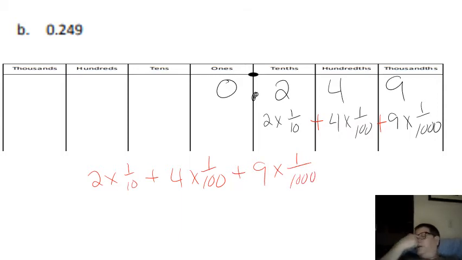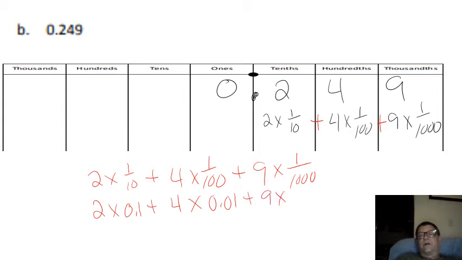Now, if you notice that these are expressed in fractional form, the other type of expanded form you can do would be 2 times, and you would write this fraction as a decimal, 0.1, plus 4 times, and I'd write this one as 0.01, plus 9 times, and I would write this one as 0.001. So both these are exactly the same. They're equal to each other.